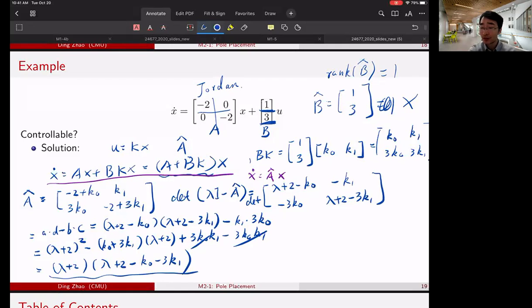You can see whatever you do, even though you have two parameters, you still have this k0 and k1 in the same parentheses. So these two are coupled. That is to say, you cannot independently change k0 and k1 to influence both eigenvalues. One eigenvalue, lambda 1, will always equal minus 2.